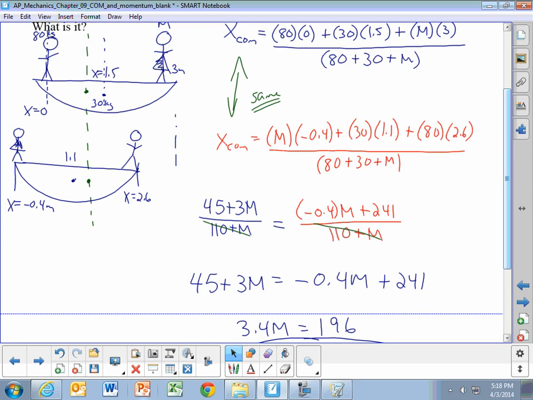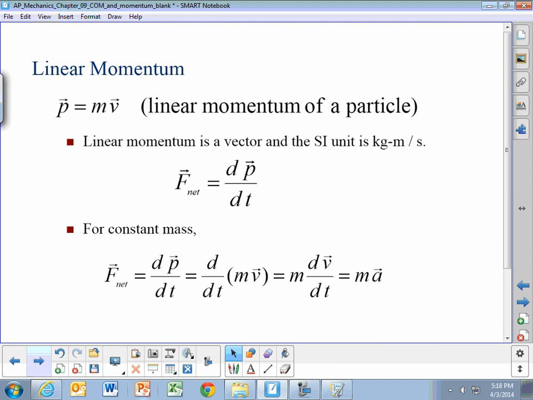The last thing in this chapter is the introduction of the concept of momentum. And momentum will play a much bigger role in the next chapter as we look at collisions. But just introducing the idea of momentum. The momentum of a particle is defined as the mass of the particle times the velocity of the particle. Momentum is going to be a vector, and the direction of the momentum vector will be exactly the same as the direction of the velocity vector. The unit of momentum is kilogram meters per second. There's not another name for that. It's just kilogram meters per second.